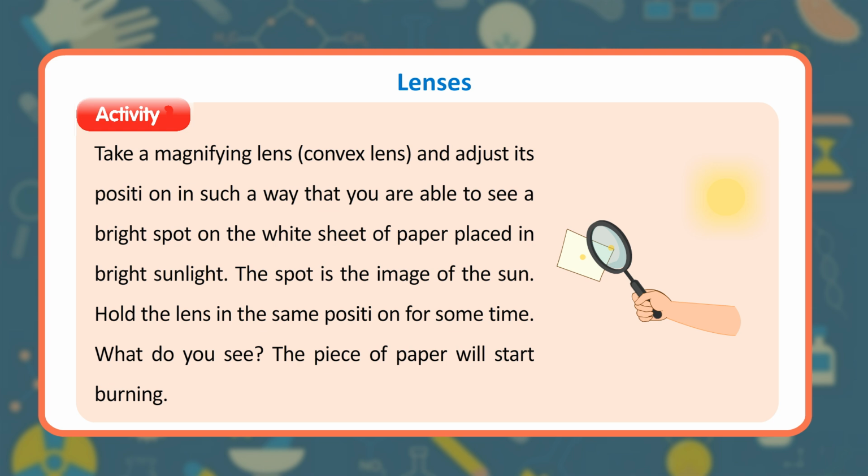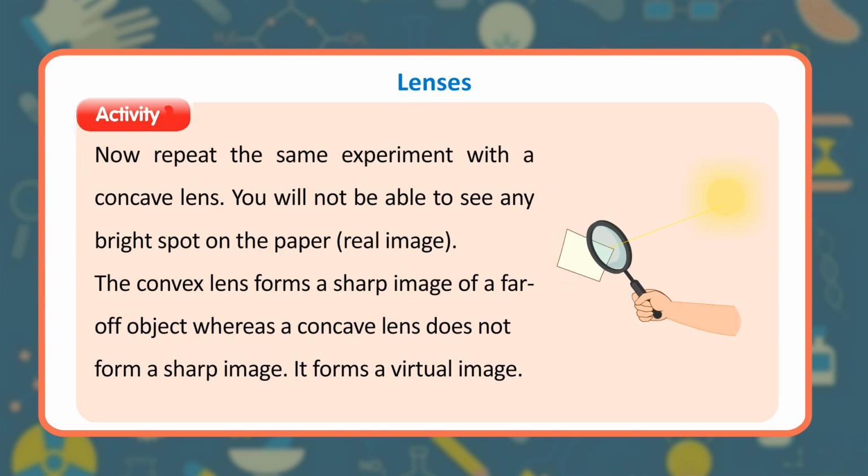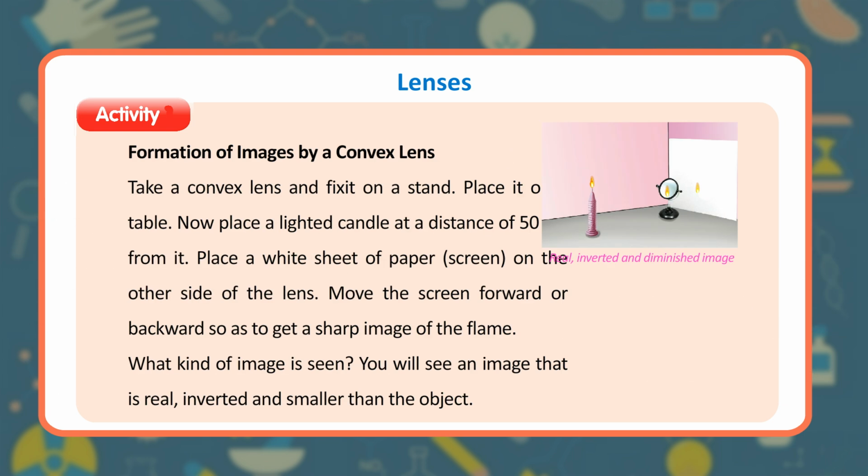Hold the lens in the same position for some time. What do you see? The piece of paper will start burning. Now repeat the same experiment with a concave lens. You will not be able to see any bright spot on the paper, real image. The convex lens forms a sharp image of a far-off object, whereas a concave lens does not form a sharp image. It forms a virtual image.